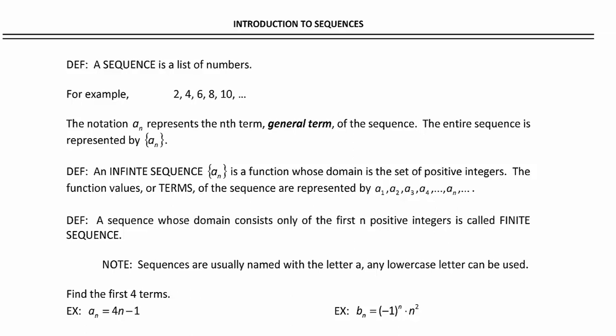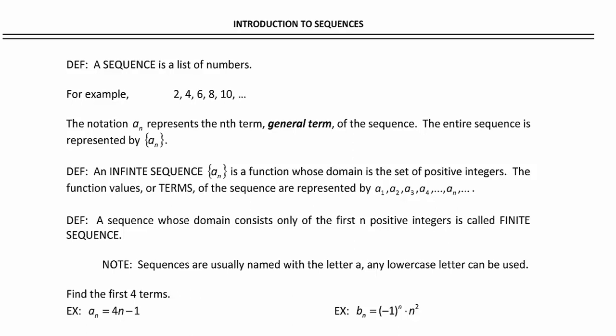We call it the general term because we're not stating which term in the sequence it is. We're just being generic and saying, well, one of them in the middle, a sub n. The entire sequence is represented by a sub n being in set brackets. We know that a set is simply a list of numbers or objects, so it makes sense that we're going to take all of these terms and put them in set brackets, and that'll give us a sequence.